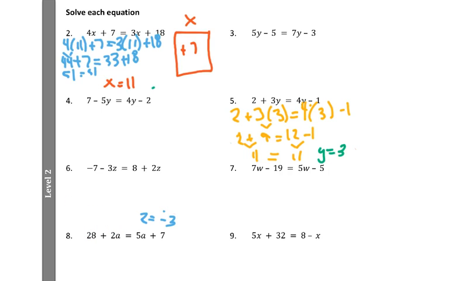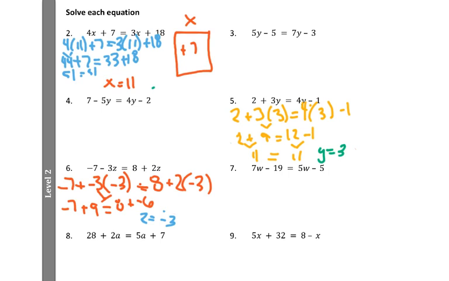So let's just double check. I've got negative 7, and again, I'm going to keep it as plus negative 3 times negative 3, just because it's easier for me to see that way, equals 8 plus 2 times negative 3. Multiply first, we have negative 7 plus 9 equals 8 plus negative 6. Negative 7 plus 9 is 2, and 8 plus negative 6 is the same as 8 minus 6, which is 2. 2 equals 2. We got the same thing on both sides, so I know that that was the right answer.